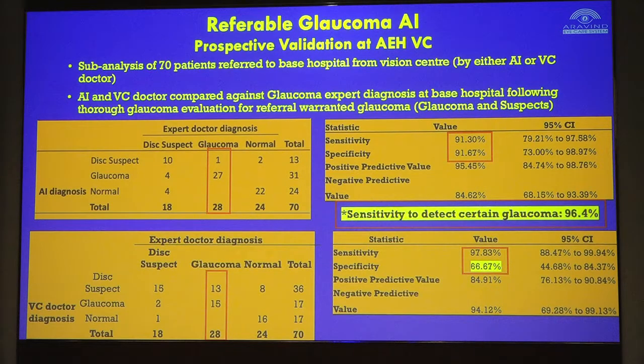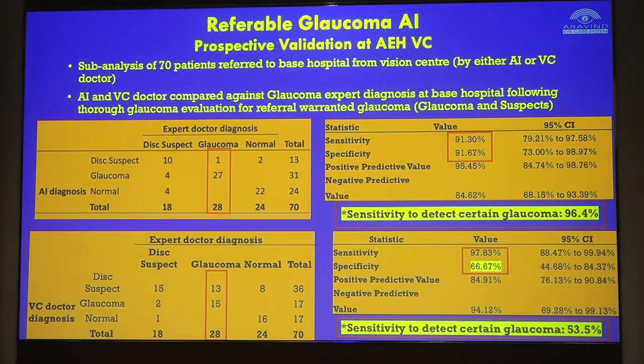When they see the RNFL defect, when they see the map with the heat map and those things, they also learn. We found that the AI diagnosis was much more reliable than even the teleconsult ophthalmologists when compared to the expert doctor diagnosis. So when you talk about certain glaucoma, you can see the numbers there.